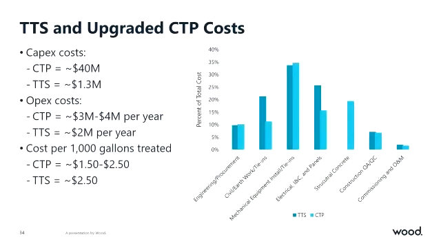That equates to about $250 per 1,000 gallons of mine water treated. And just to put things into perspective in terms of the overall project, the Capex for the upgrades project was roughly $40 million. The TTS was about $1.3 million, so about 3% or less of the project cost for the CTP upgrades.